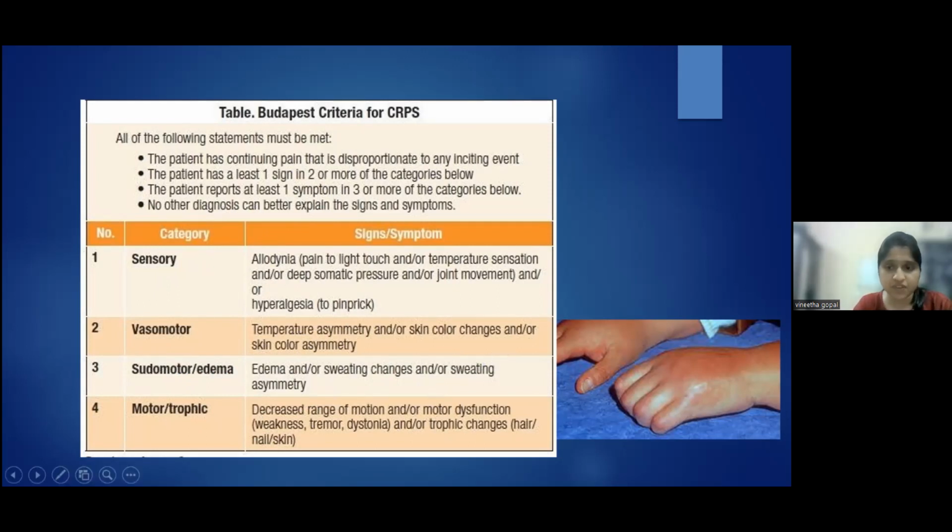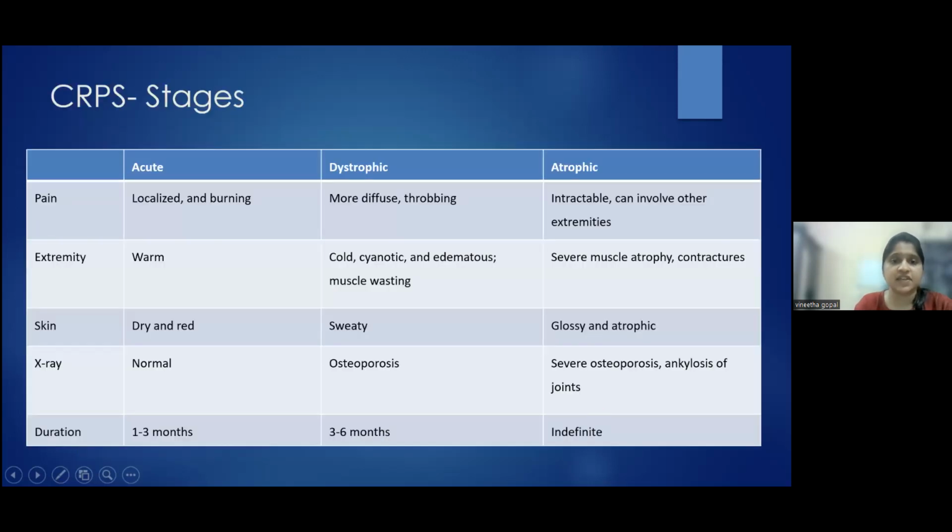Okay. So this is a red, swollen, and shiny looking CRPS limb. This is usually seen in the acute phase. We come to that next. When you go to the dystrophic or atrophic phase, sometimes the limb will still be red and warm, but mostly it will be cold and cyanotic. It will be too much for you if I read all this now, so interested candidates can go back and read. There are 3 phases of CRPS: acute, dystrophic, and atrophic.